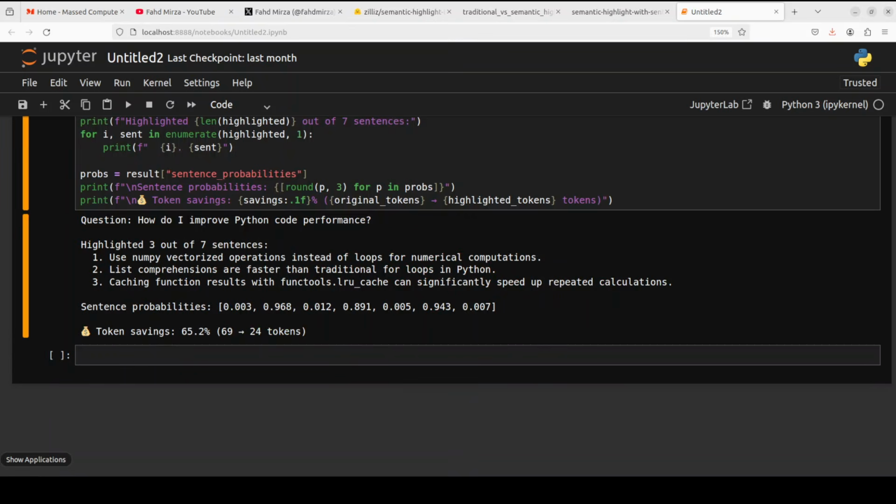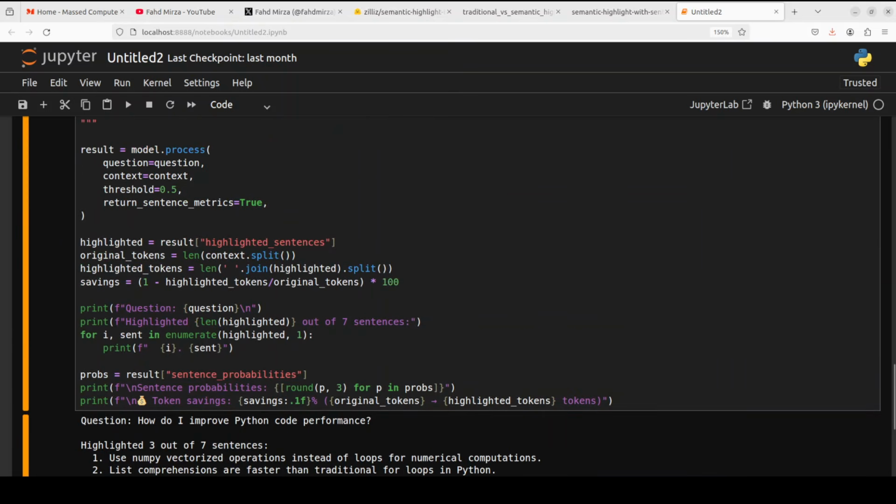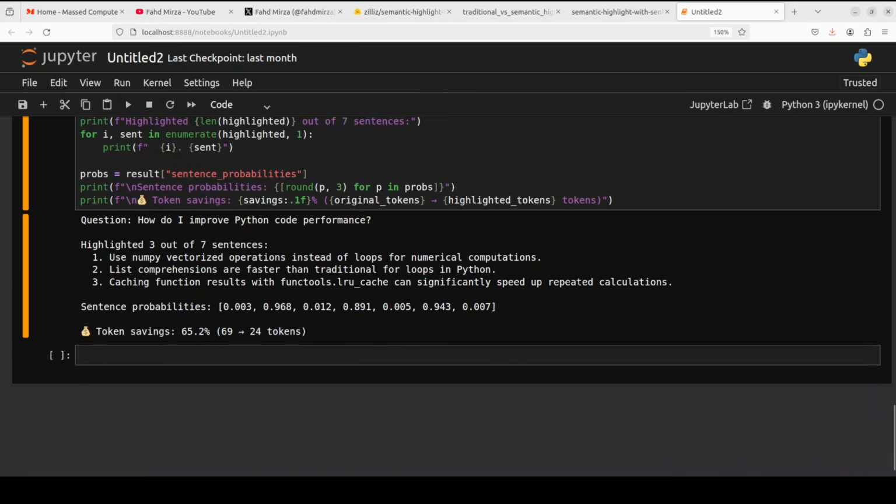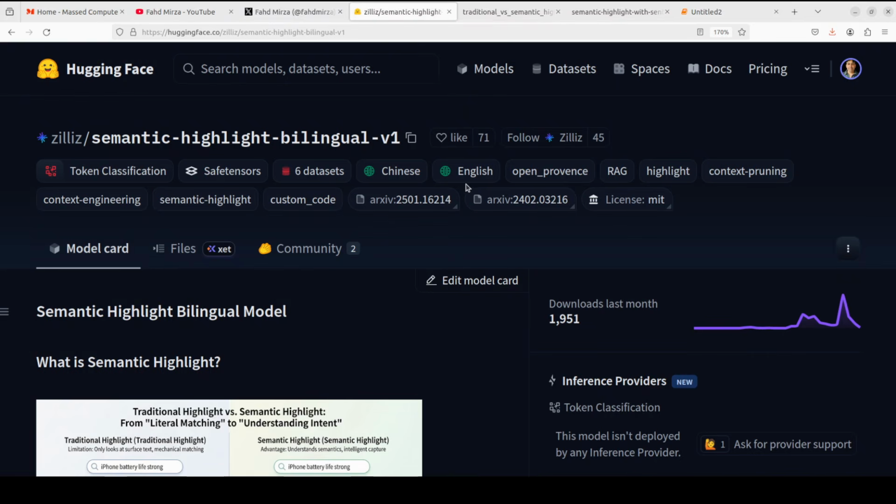And there you go, you can see that the model has filtered out historical facts about Python, where I was just talking about Guido van Rossum, and has only kept the 3 sentences with actual performance information. Now, what is happening here is that it is going to save us 65% of tokens while preserving all the useful information. So really handy stuff. So let me know what you think about this, because this is semantic highlighting in action, where we are understanding meaning, not just matching words.